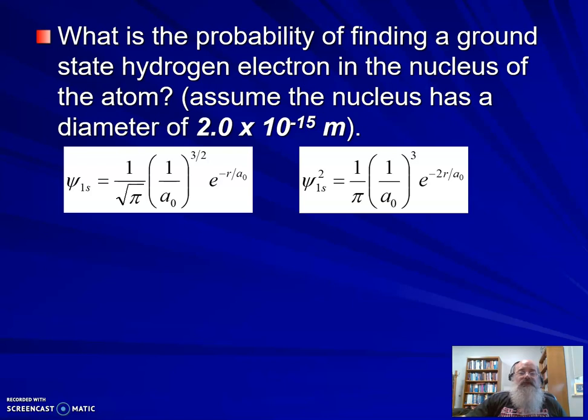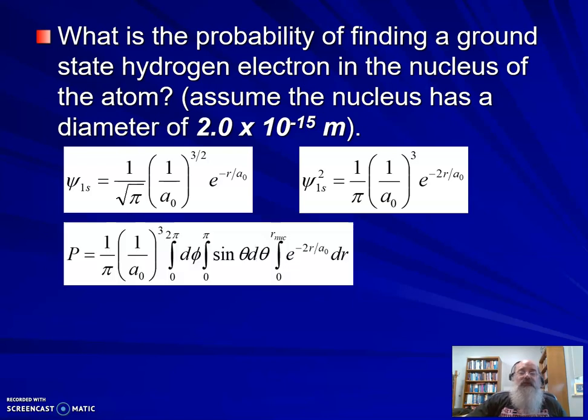We know what our wave function squared is. It's easy to square since there are no imaginary terms. And the probability is going to be the integral of the square of the wave function over all space: 0 to 2 pi for phi, 0 to pi for theta, and 0 to how far out we want to measure the probability.